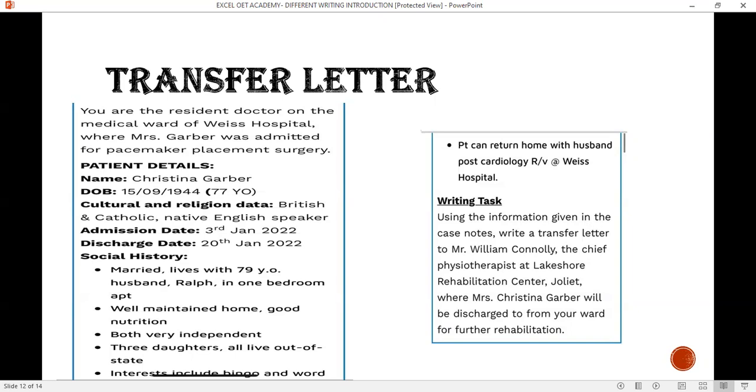I didn't want to show the whole case note because it was pretty long, and I wanted clarity. So, use the information given in the case note. Write a transfer letter to Mr. William Connolly.